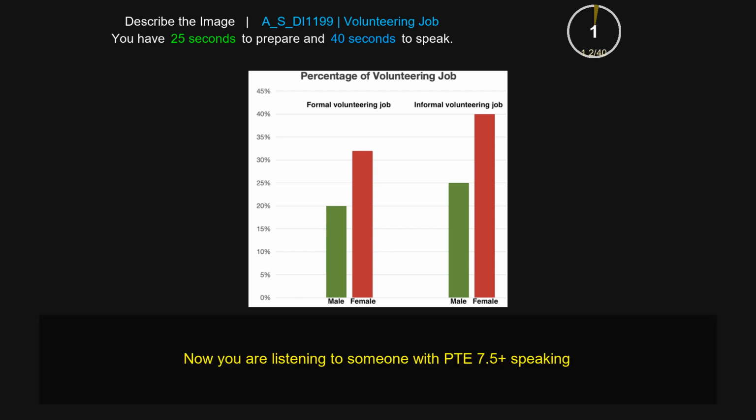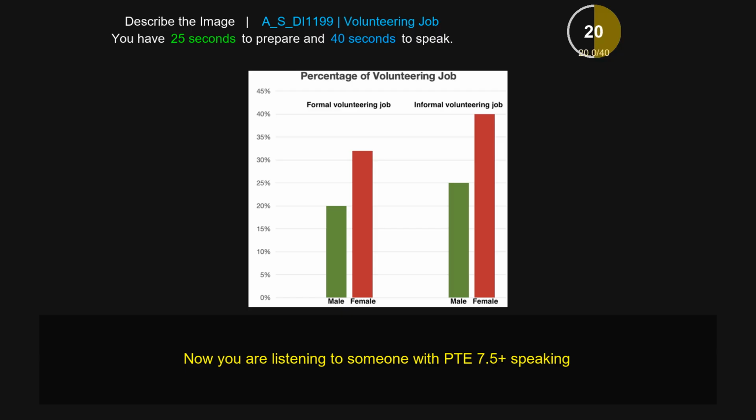The given graph gives information about percentage of volunteering job. It compares a formal volunteering job and an informal volunteering job. The x-axis provides information about the male and the female. The y-axis gives information about percentage. We start from 0 and end at 45%.